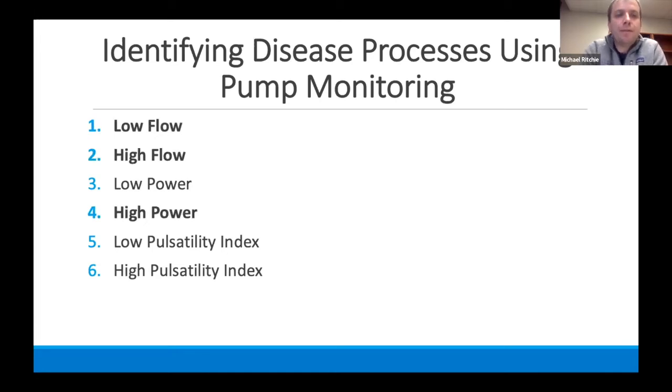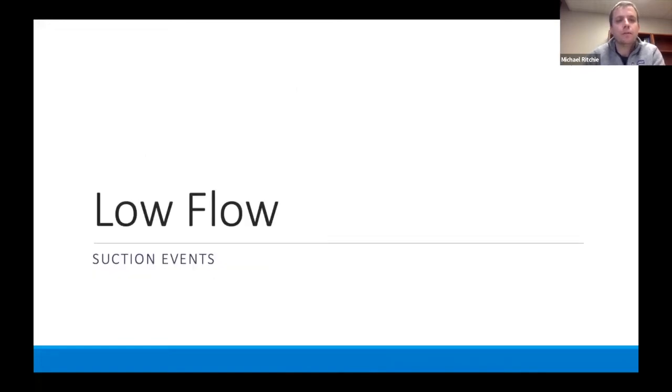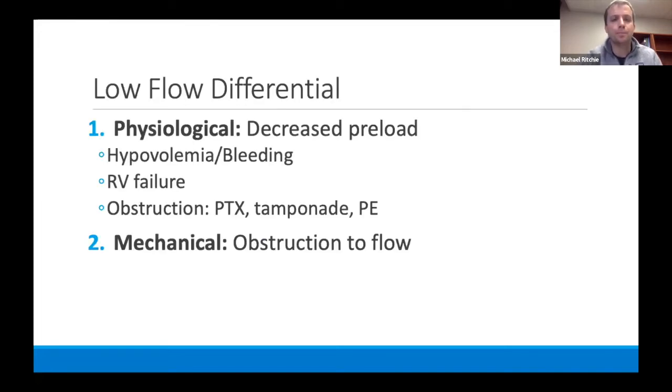The main ones I'm going to focus on are low flow and high flow, and then we'll also focus on high power. And then I'll just briefly go over the other three after this. So low flow, and then suction events, would be due to low flow. But low flow is usually due either to a physiological reason, where you have decreased preload or not enough volume in your LV, or it's mechanical, where you just have an obstruction to flow and you can't get the blood into the actual VAD.